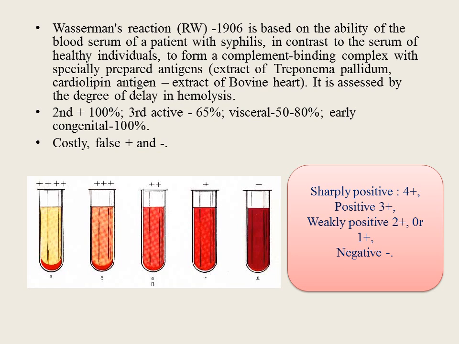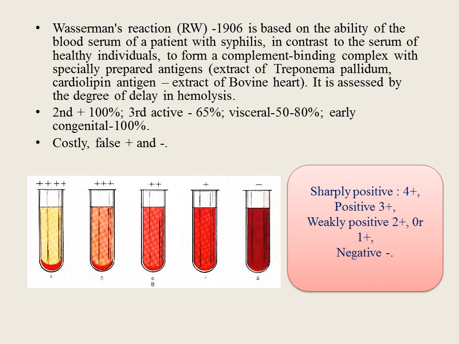Wassermann reaction, recommended in 1906, is based on the ability of the blood serum of a patient with syphilis, in contrast to the serum of healthy individuals, to form a complement binding complex with a specially prepared antigen, an extract of Treponema pallidum or cardiolipin antigen, an extract of bovine heart. It is assessed by the degree of delay in hemolysis.